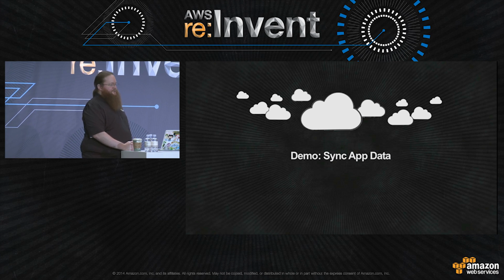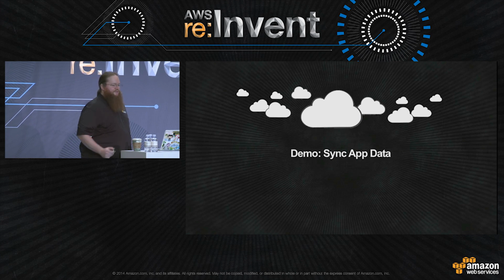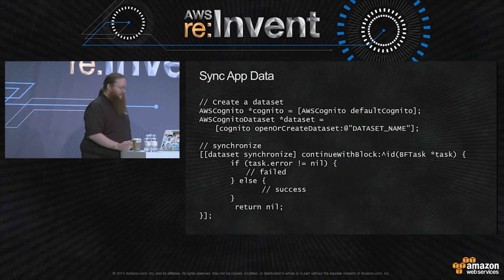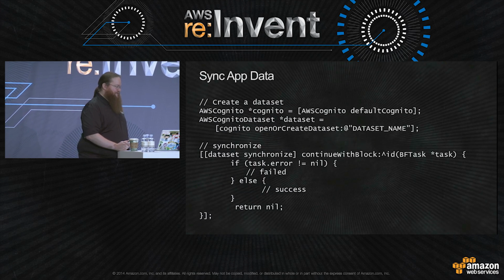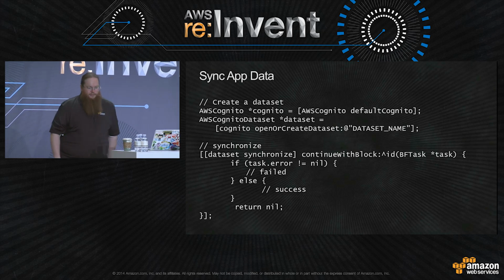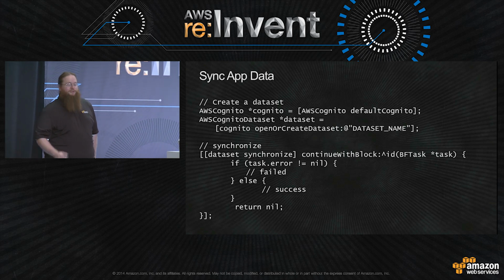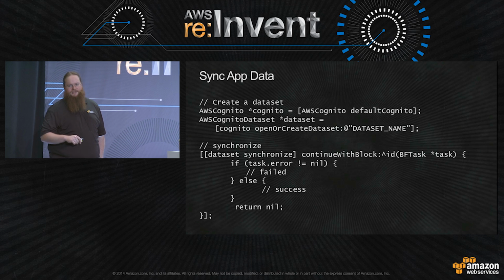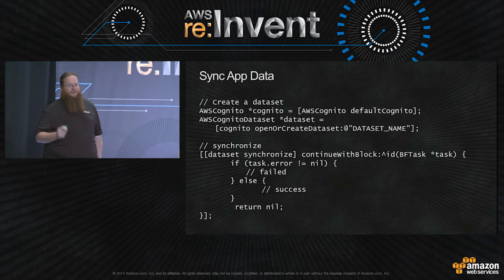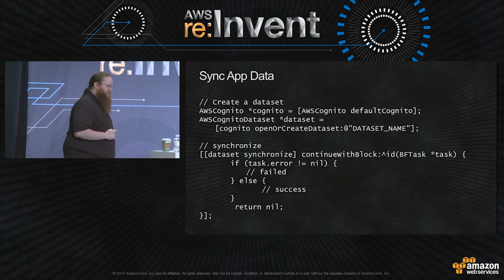The question was, what was the limit of the size of the data? It's 1 megabyte per data set, up to 20 data sets per user. And the question was, do we do retries? We're going to have a section on SNS specifically a little bit later, and we'll go over that. But there are retries on that.